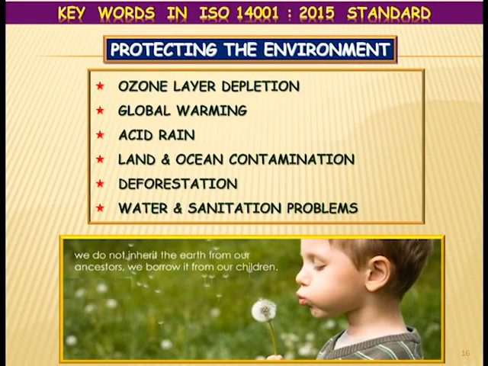Protecting the environment. Ensure your business activities do not lead to ozone layer depletion, global warming, acid rain, land and ocean contamination and deforestation. Ensure water and sanitation problems are well addressed to avoid contamination of land and groundwater. We must understand that we have not inherited this earth from our ancestors, but we have borrowed it from our children. Hence, it is the moral duty of every one of us to hand over a clean, green and safe earth to our children to live peacefully, safely and happily.